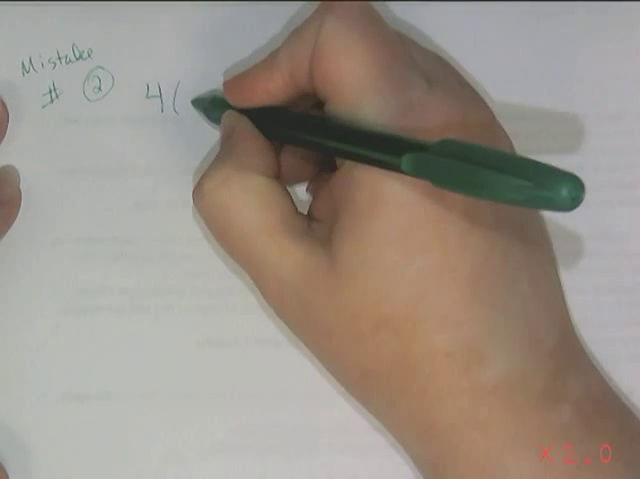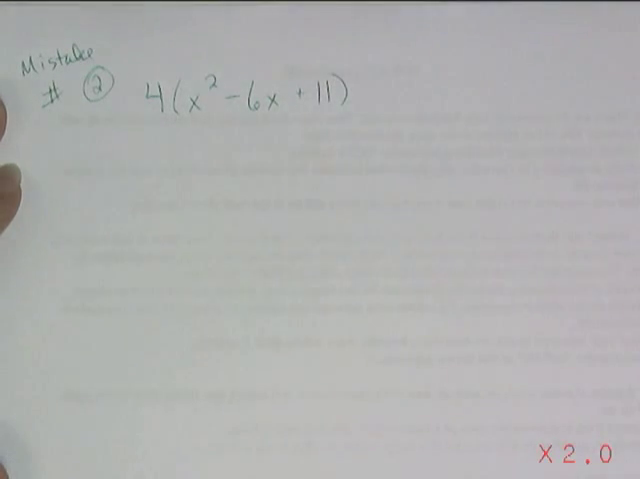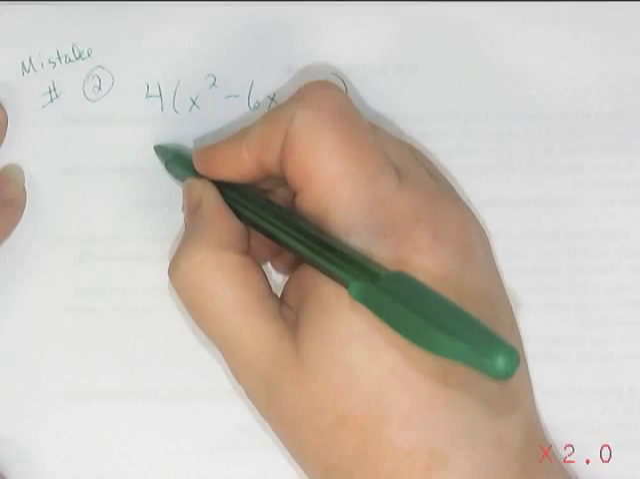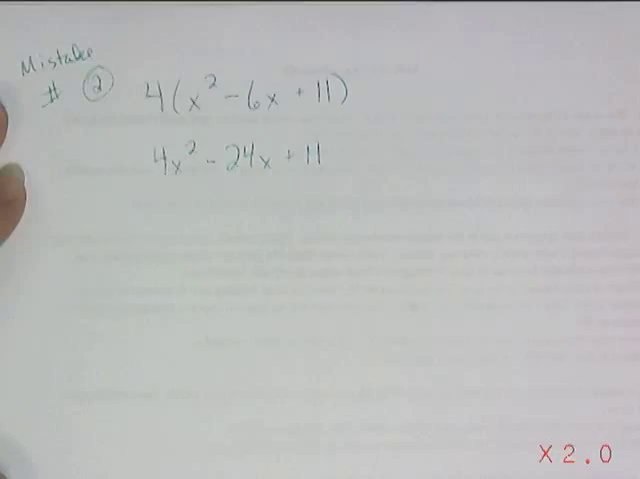Now let's look at an example of mistake number 2, where people don't always remember to distribute to every term in the parentheses. For some reason, this tends to happen a lot more often when the polynomial in the parentheses is a longer one. Maybe they have a problem like this: 4 times the quantity of x squared minus 6x plus 11. People start to take shortcuts, which I understand, especially if you're doing a lot of work, and they'll write something like 4x squared minus 24x plus 11.